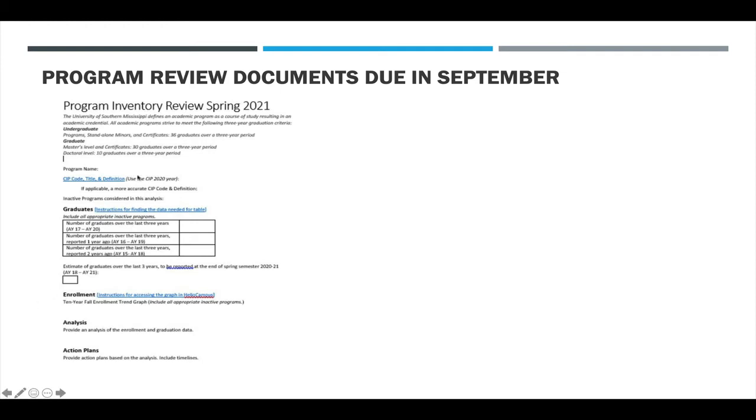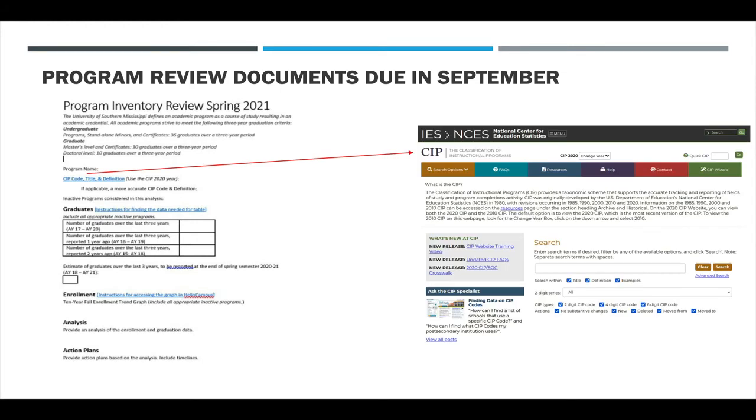But let's just review real quick a few things that you need to keep in mind as you prepare to submit your stuff in September on this particular instrument that we have. The first thing that you're going to have to do is review your SIP code, your title, and your definition. I know many of you don't necessarily think that the SIP code matters that much, but the SIP code matters an awful lot, actually.